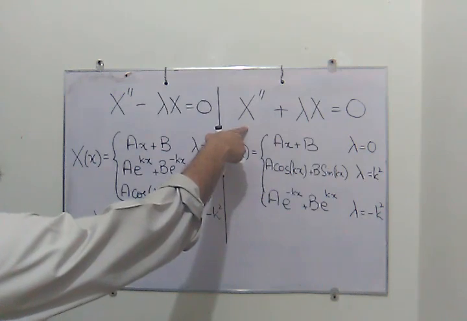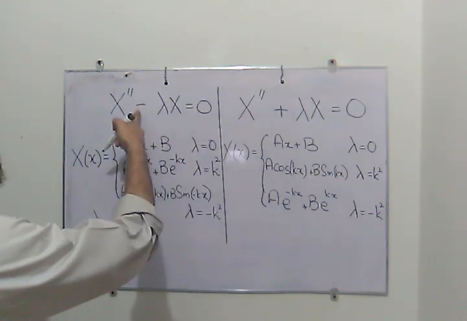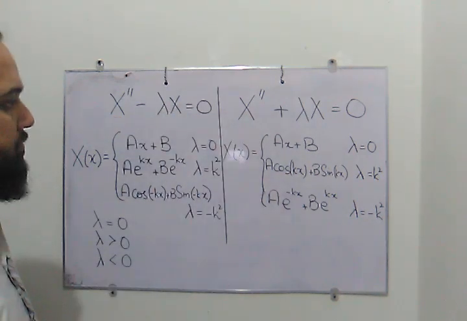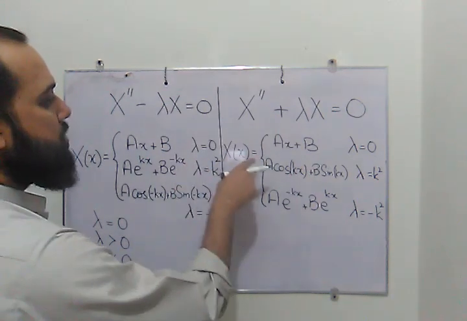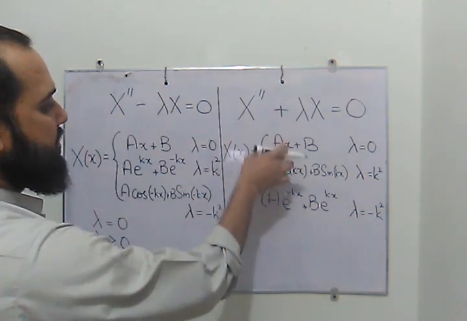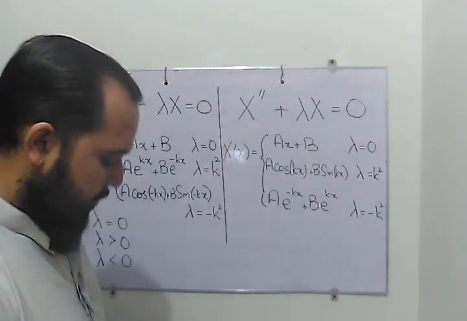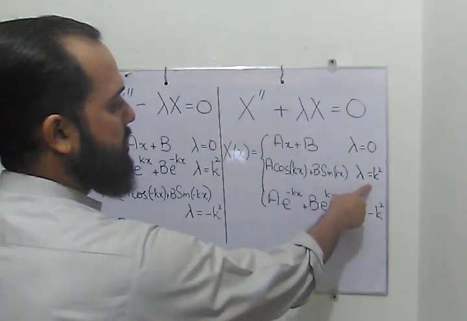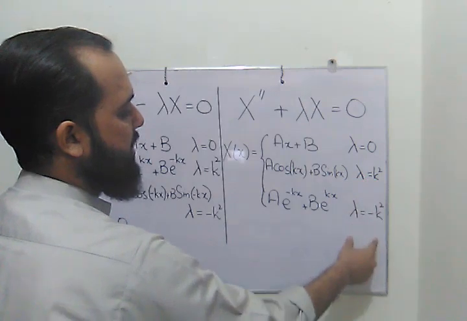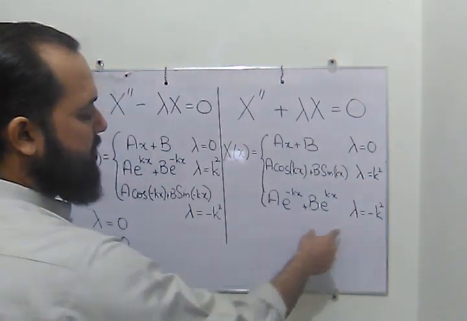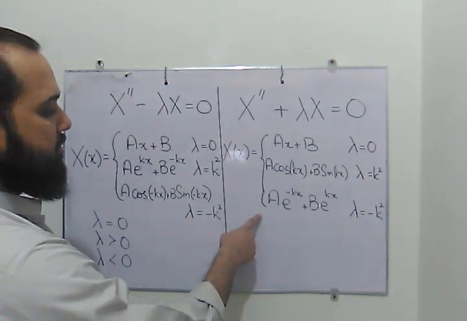Similarly, we have a second differential equation. There is a difference between these two equations in the sign. This is minus, this is plus. So for lambda equal to 0, for this equation we have the same solutions as this equation, and for the positive value of lambda we put lambda equal to k square, which is the positive value of lambda, and lambda equal to minus k square, which is the negative value of lambda. So the solution would be like this.